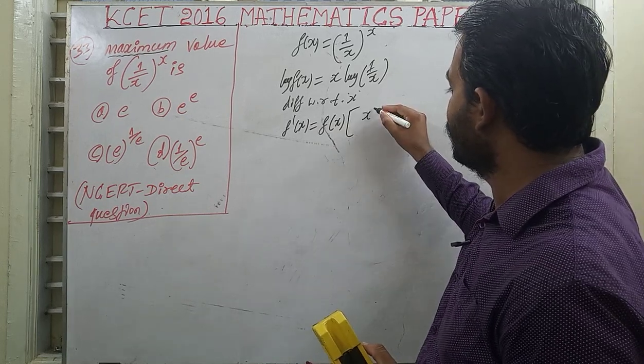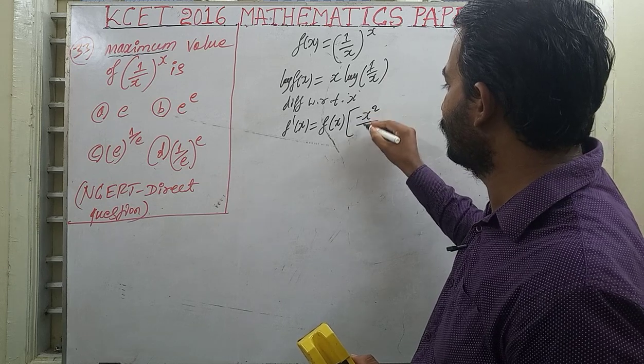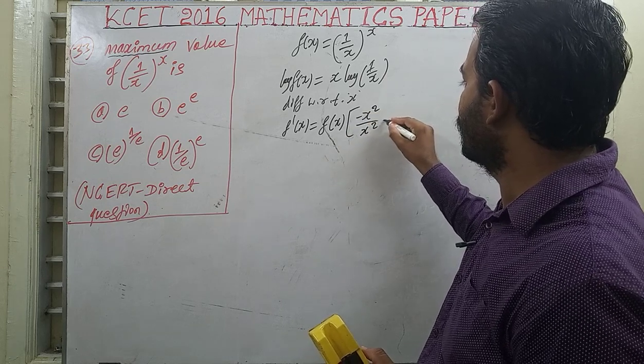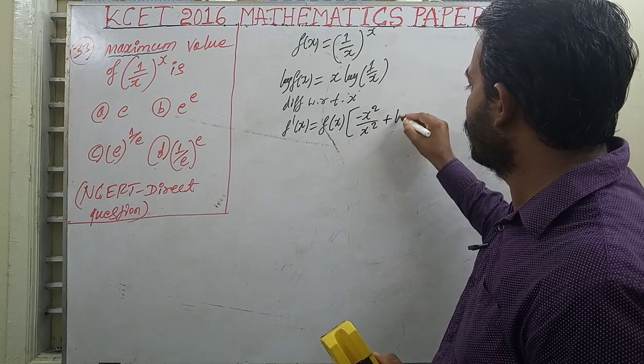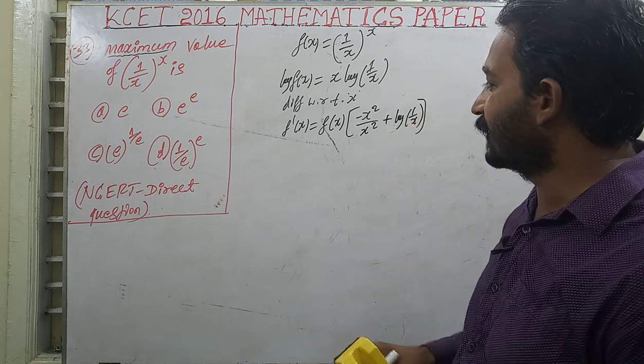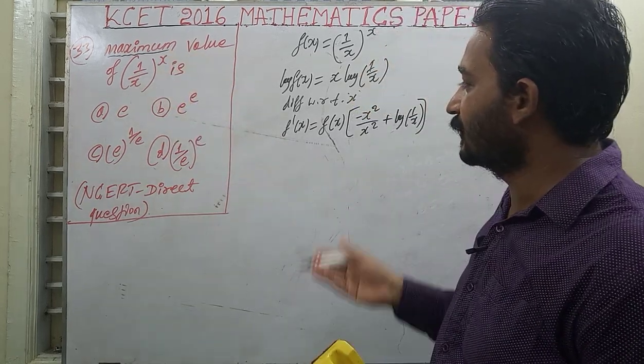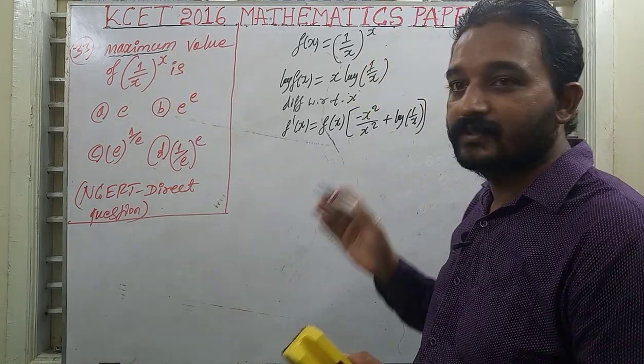1 by x, 1 divided by 1 by x, x square. Again differentiate 1 by x minus 1 by x square plus log of 1 by x, take as constant, differentiation of x is 1. This is f dash of x. So it is maximum. Find the maximum value, nothing but what? Derivative at that point is 0.